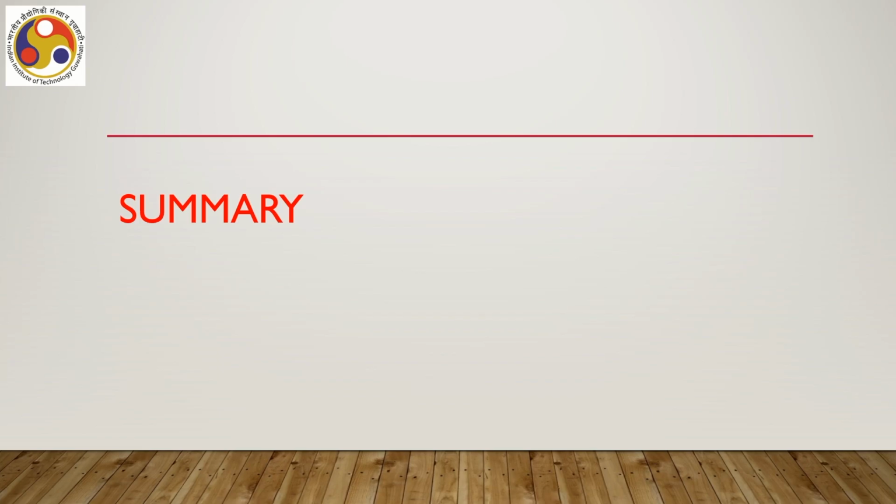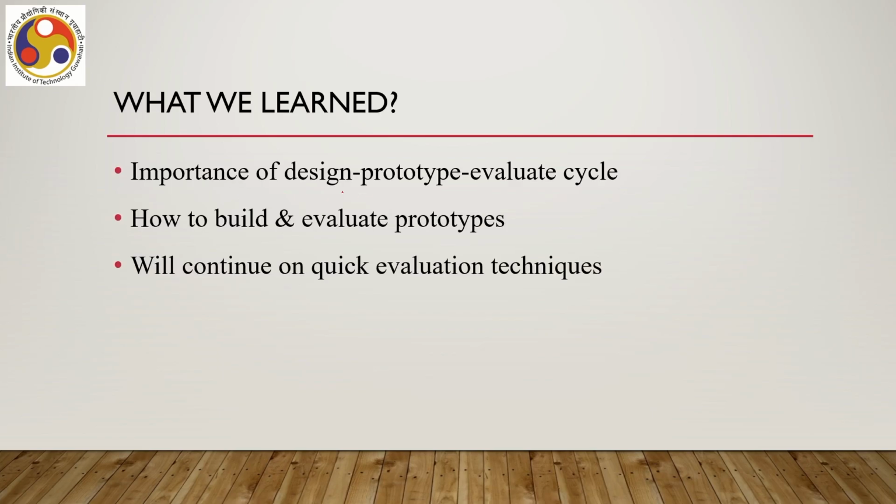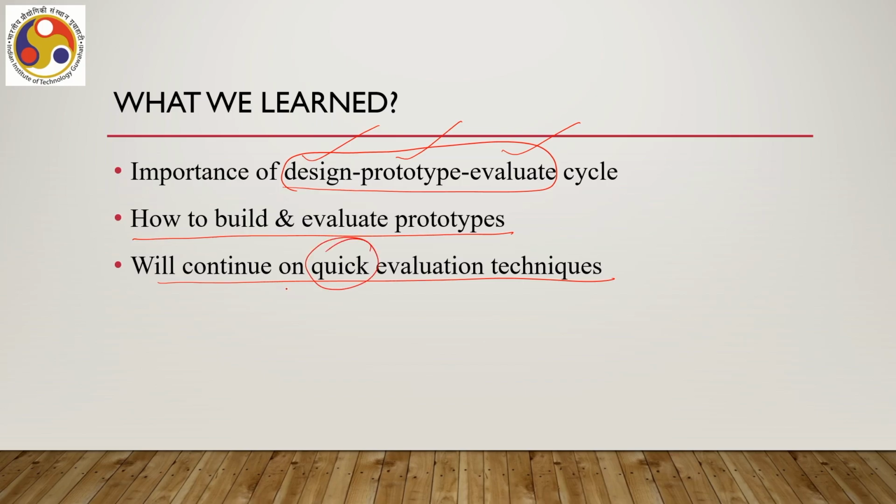So, with that we have come to the end of this part of the lecture. In summary, we have covered so far the design, prototype, evaluate cycle. We have already discussed the importance of this cycle in interactive system development. In the previous lecture, we talked about design. In this part of the lecture, we completed our discussion on prototype and also discussed quick evaluation techniques. So, we have learned how to build and evaluate prototypes. Also, we learned about quick evaluation techniques. Two techniques we have covered. There are some more techniques that we are going to continue discussing in the next part of the lecture.